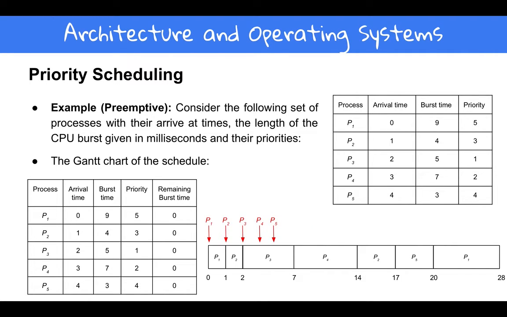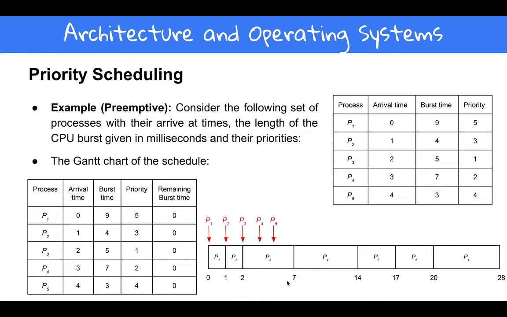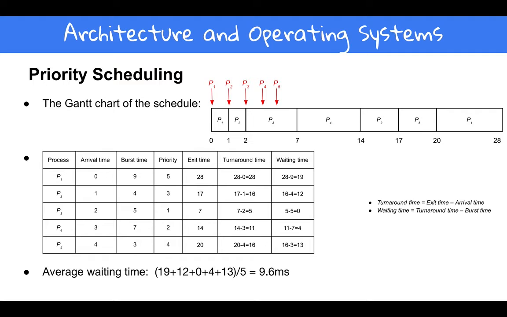There you go. This is the last step, and you can create your Gantt chart using the priority preemptive algorithm. You can watch that again and again and see how I gave the CPU to different processes based on the priority that they had. So we created the Gantt chart. Let's move on and find the average waiting and turnaround time.